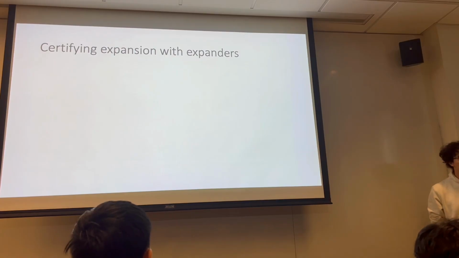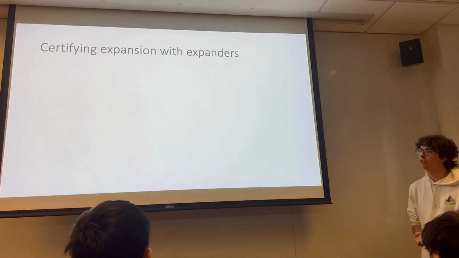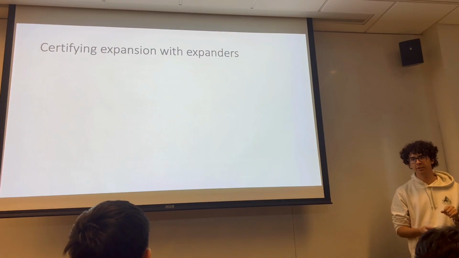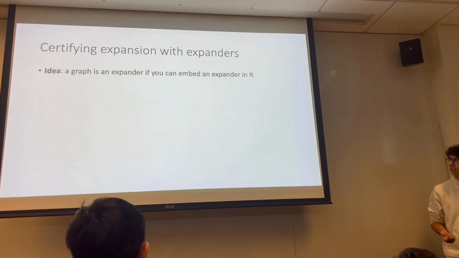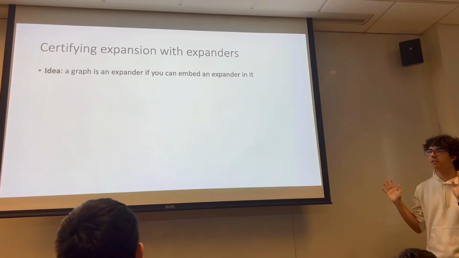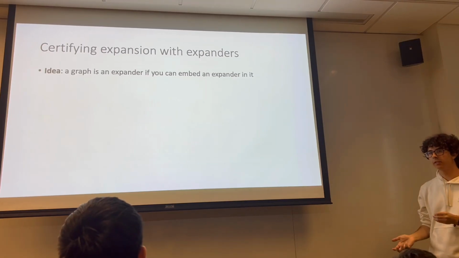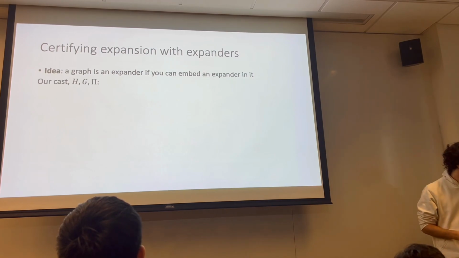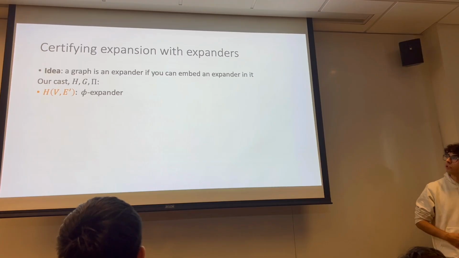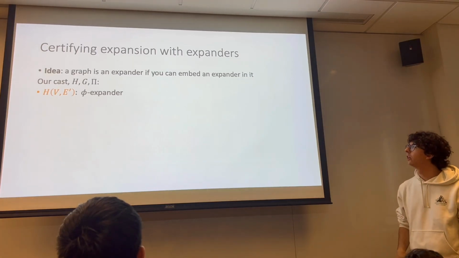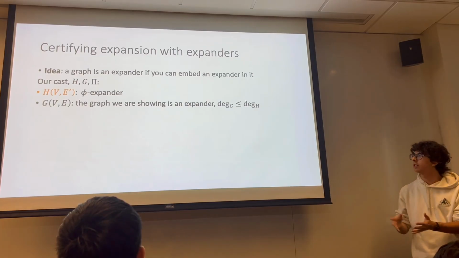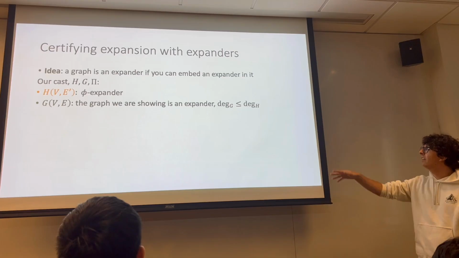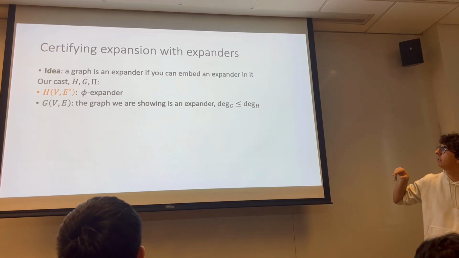Okay, so one idea is to certify that a graph is an expander using known expanders. So the high level idea is a graph is an expander if you could embed an expander into it. So let me say some stuff related to this. Suppose we have a known phi expander H, and we have some graph G which we want to say is an expander.